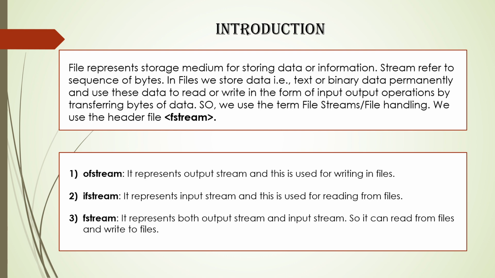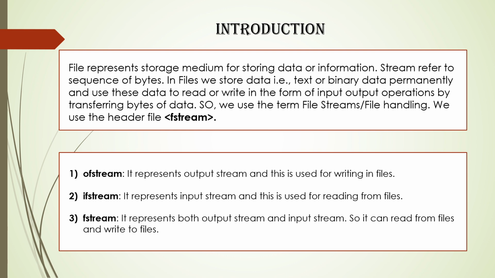We use the header file fstream. See, for working with files, we need to include another header file, that is fstream. Here three terms are also mentioned. Let's see what those are. First is ofstream. It represents the output stream, O represents output here, and this is used for writing in files. That is, if you only have to write in files, then this header file is used.